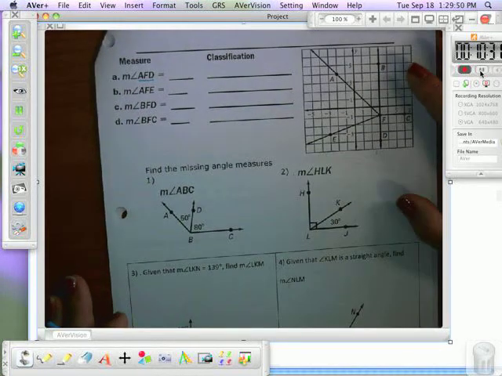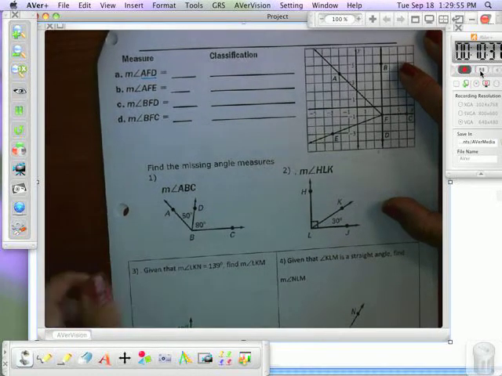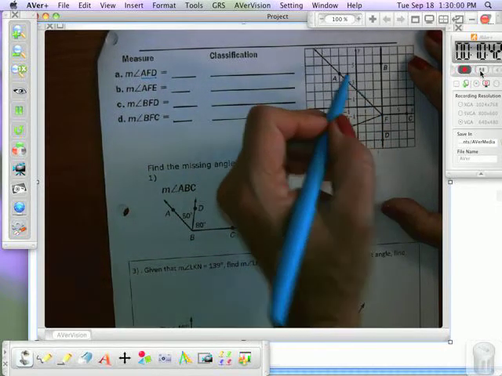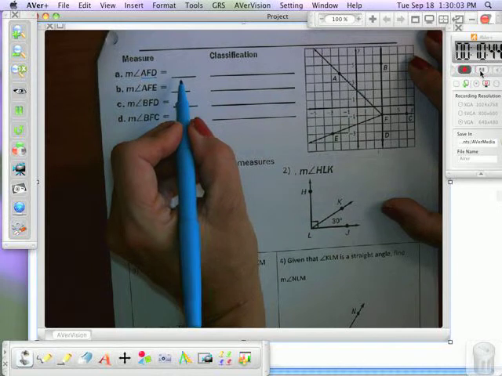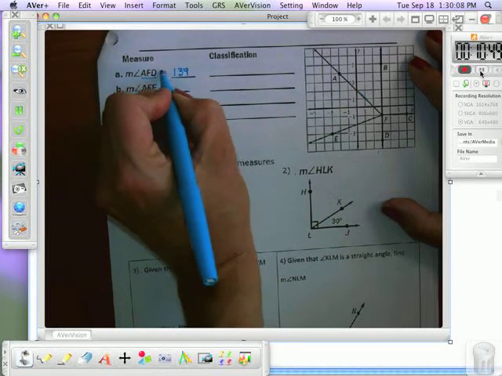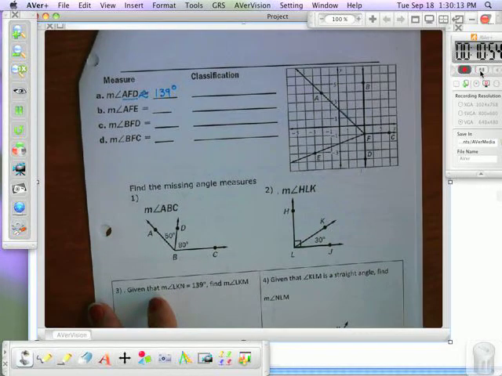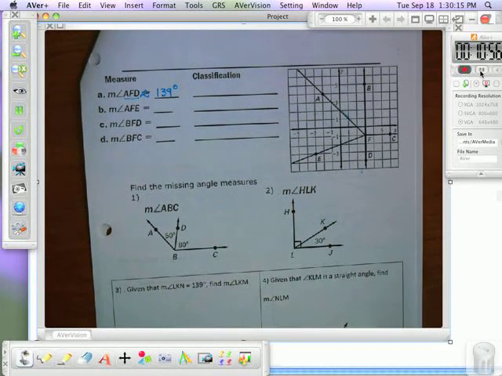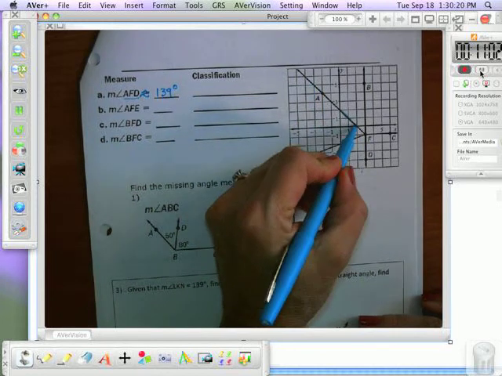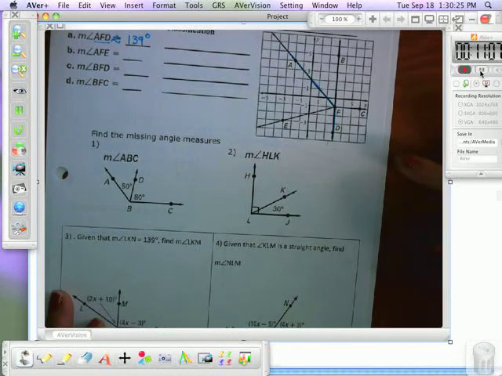So, Graham, what'd you get for the measure of AFD? 45 degrees. Okay, we're talking about this big angle right here. The first one. Okay, something like that. I'm going to say about 139. Approximately 139 degrees. What kind of angle is that? Okay, well, let's look at this. So, look, we're talking AFD here, right? This big angle right here. Can you just tell by looking at that angle it's going to be bigger than 90 degrees?